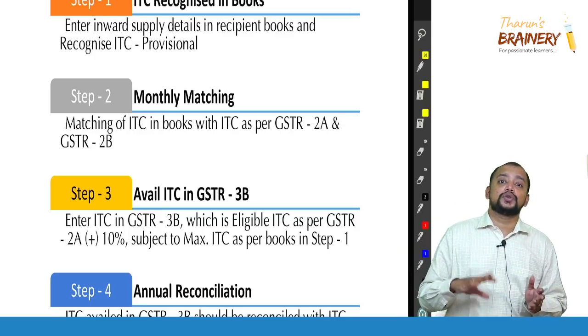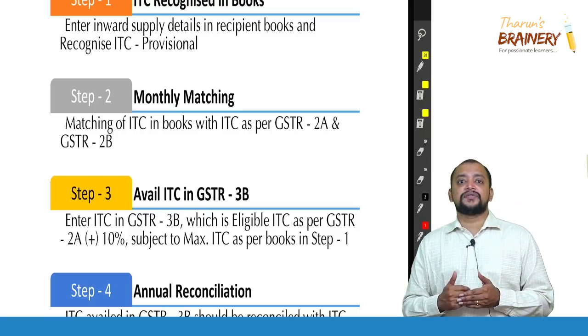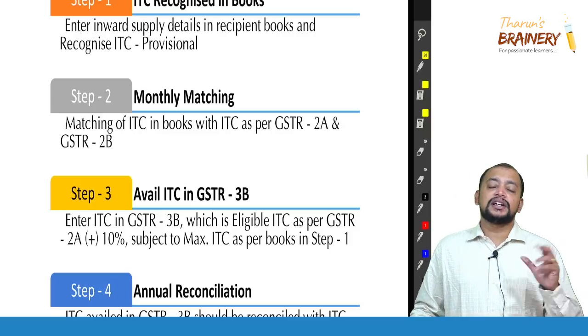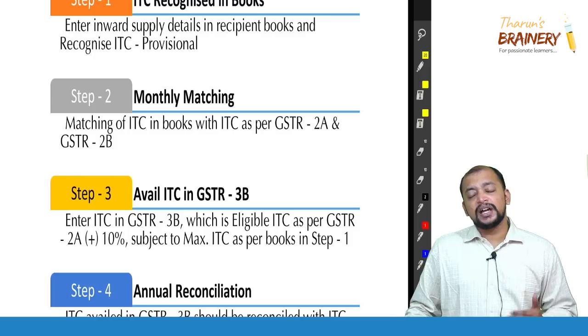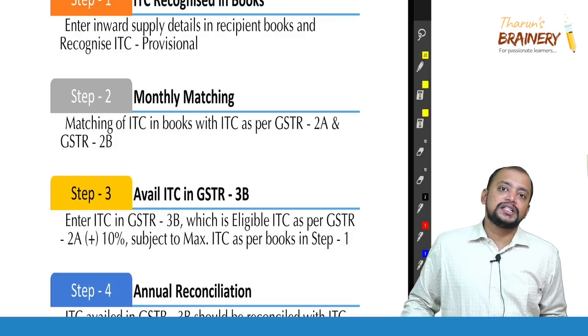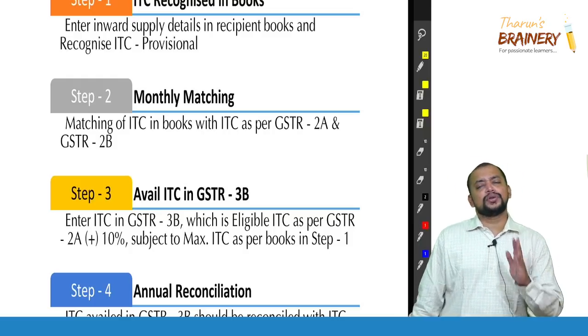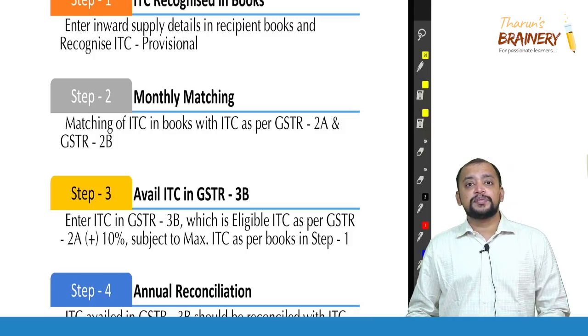per GSTR 2A 2B, which means that in the first step we have taken the credit, say for example 4,200 rupees, and in 2A 2B the credit reflected is only 2,000 rupees. Why? Because that person did not file GSTR 1. In that case, how much credit can be taken during the current month? Only 2,000 rupees plus an extra 10% we can take. That is 10% of the matched credit.